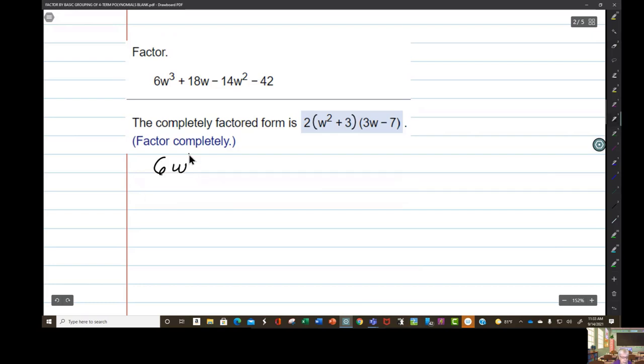six W cubed plus 18 W minus 14 W, so I wrote 15. See? 14 W squared minus 42.